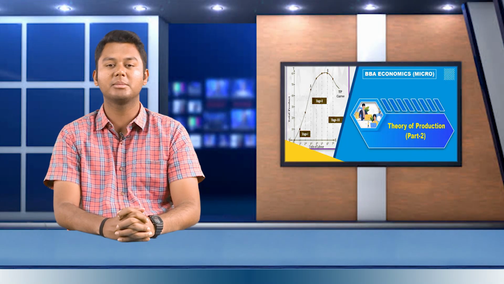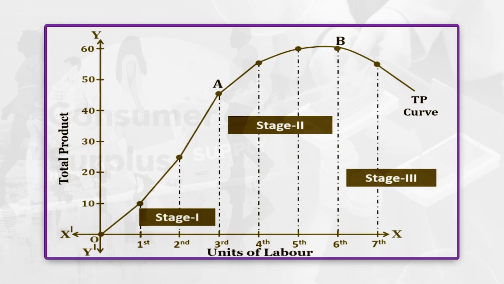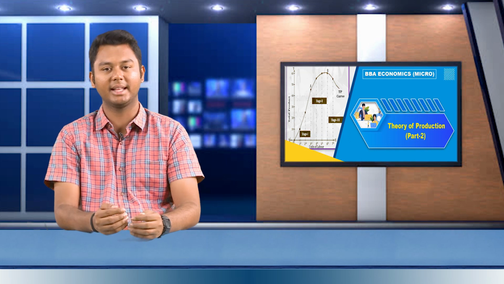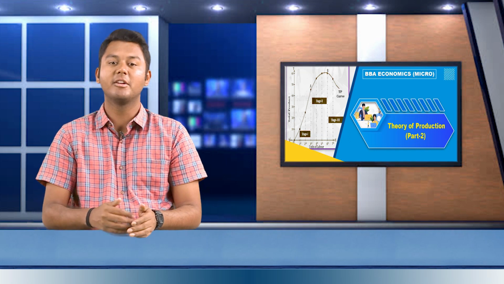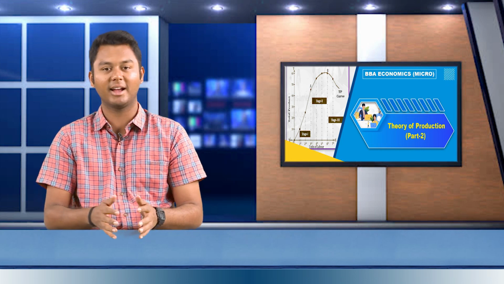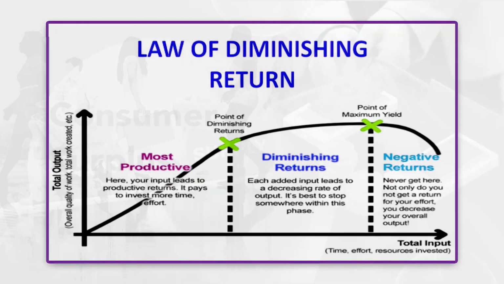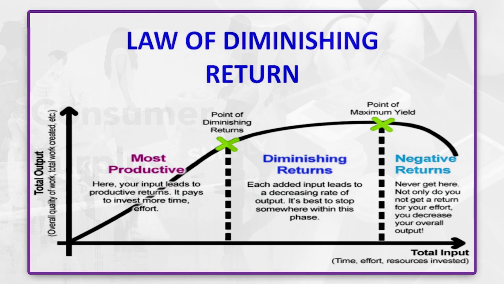The law of variable proportions is a fundamental concept in microeconomics and production theory. It examines the relationship between inputs and outputs in the short run when one input is variable while others are fixed or kept constant. This law is also known as the law of diminishing marginal returns.